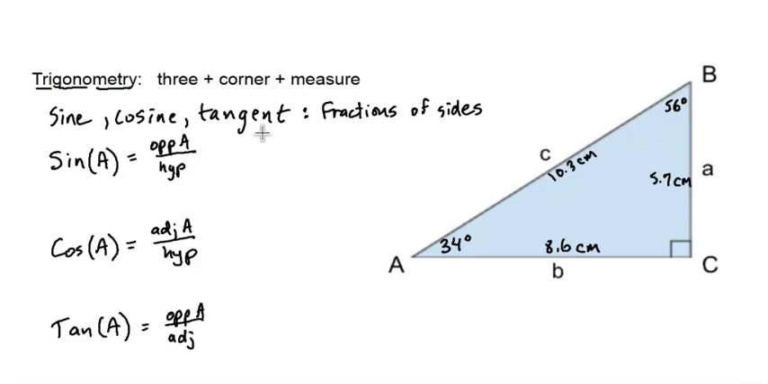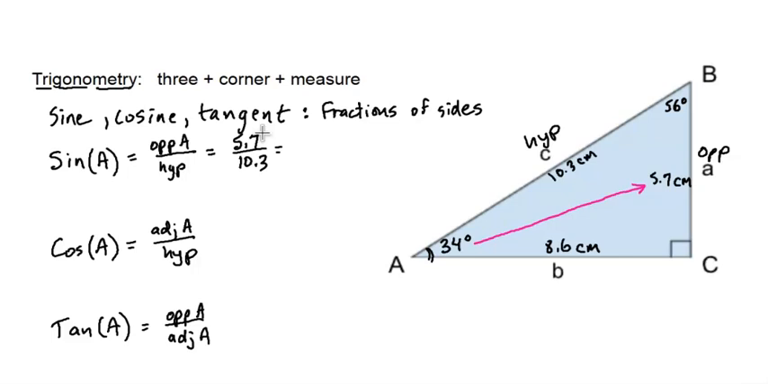So let's see how this works out and why it matters. When I take A as my point of reference, it should be pretty obvious that the opposite is going to be the 5.7. And so when I'm calculating the ratio, the length of the opposite, 5.7, divided by the hypotenuse, which is side C, 10.3. And as I said, this side here is the opposite.